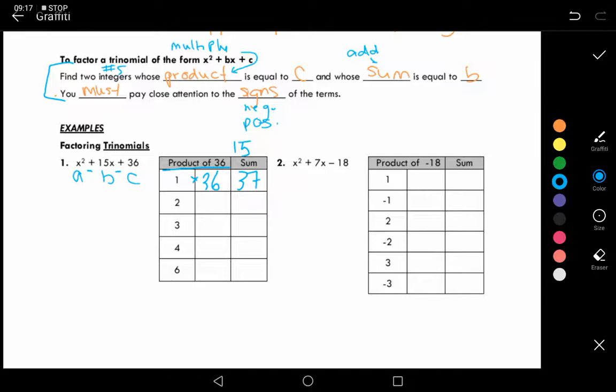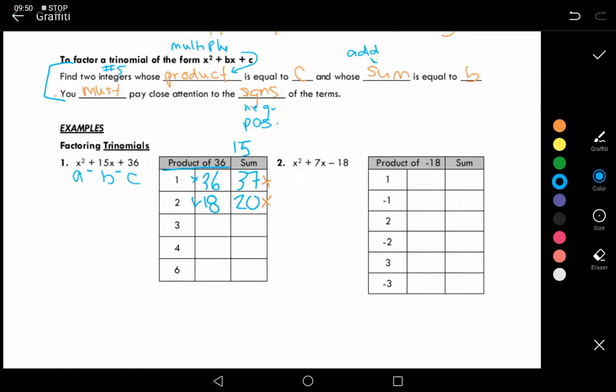So we move on. Now we're going to see 2 times what gives us 36. Another way to do this is 36 divided by 2 gives you what? Because that is just the reverse. So 2 times 18 will give me 36. And if I add those together, 18 plus 2, I get 20. Again, 20 is not 15, so I know those are not my factors. Those are not the two numbers that I have to multiply together to get my trinomial.